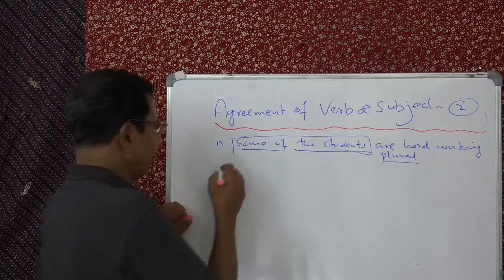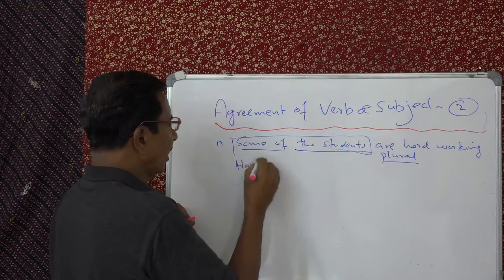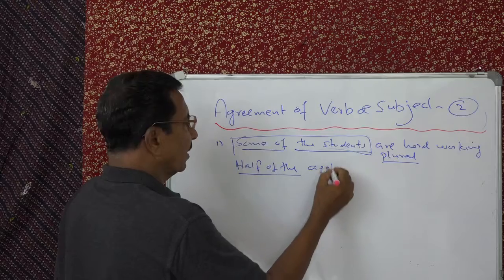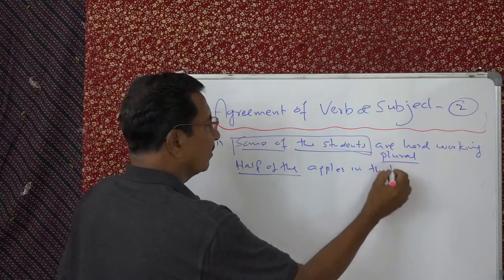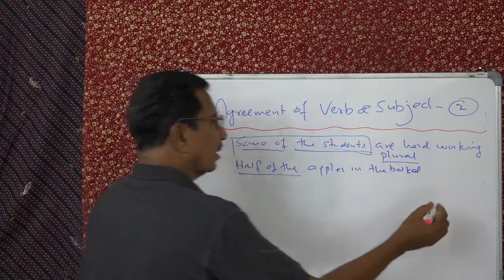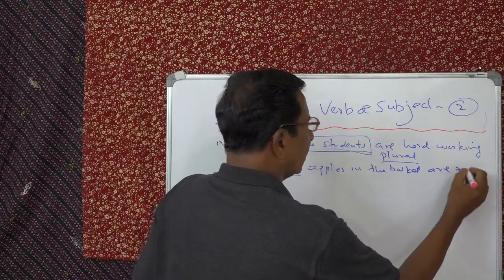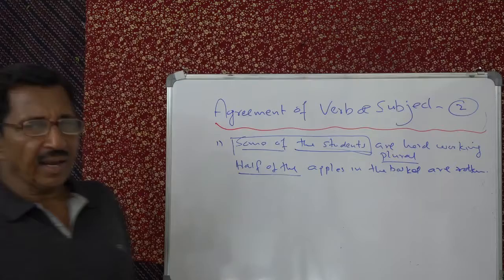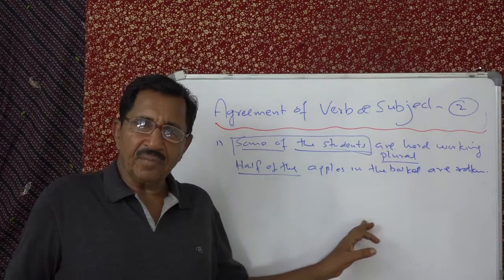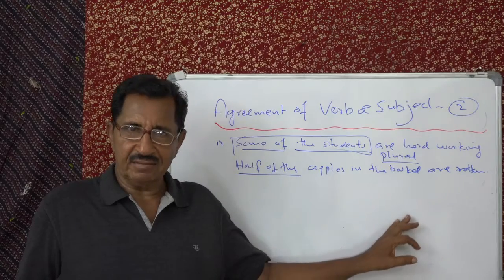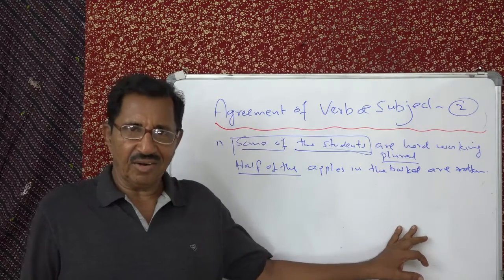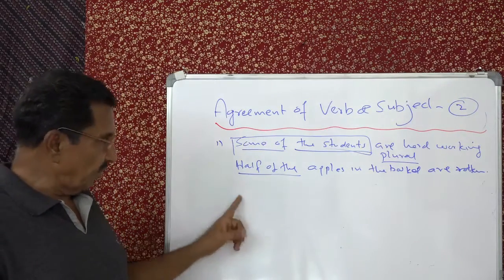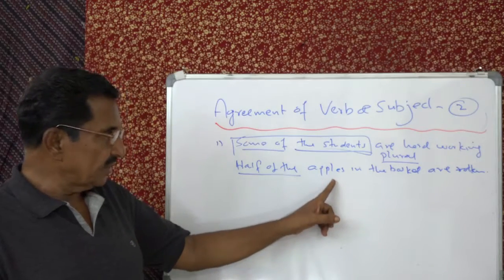Also the same with half. Half of the apples in the basket. Singular or plural? Plural. So, are rotten. Half of the apples in the basket are rotten. Half of the mangoes. Understand? Half of the glasses have been broken. So, some of and half of, followed by countable nouns, then the subject is plural.